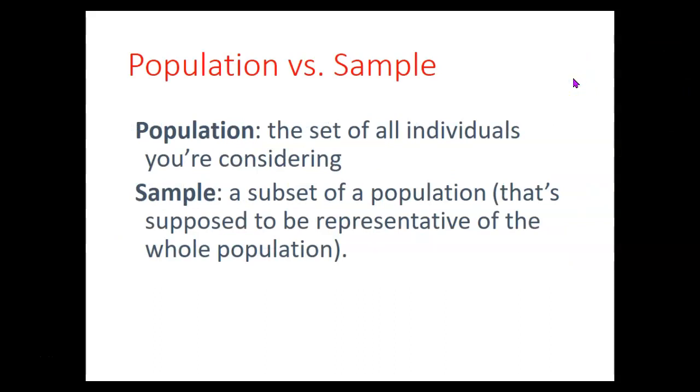So another thing you need to know about is populations and samples. A population is the big set of all the individuals that you're considering. And a sample is a subset of a population that's supposed to be representative of the whole population. That's important because lots of times what we're interested in is some big group of people or things that's so big and so hard to get a hold of that we can't study every single individual in the whole population. But we can get a good idea of what's true about that whole population by studying a sample.